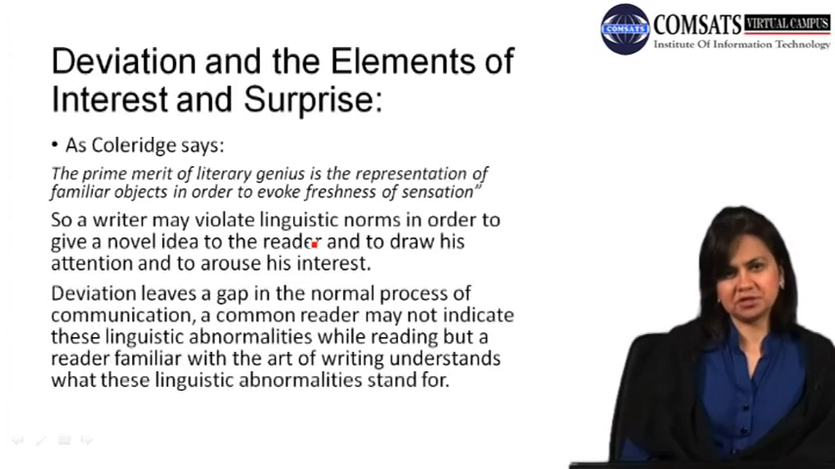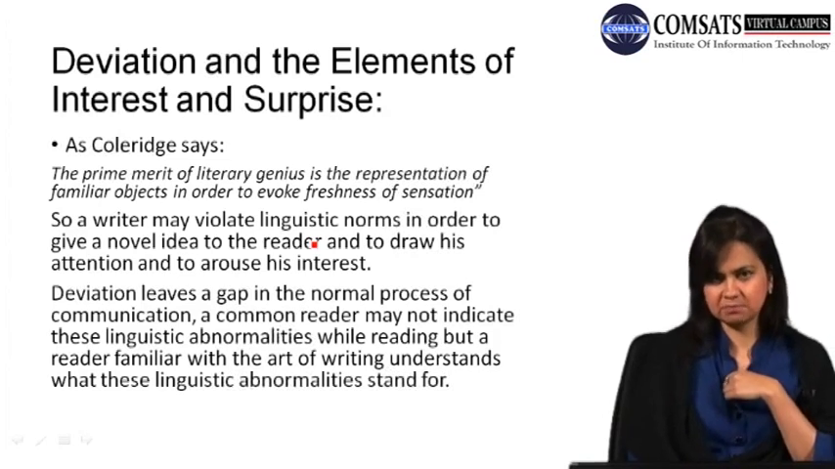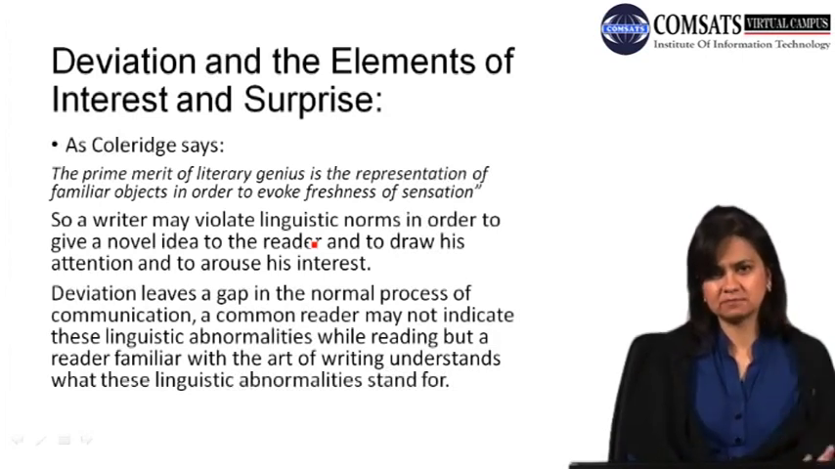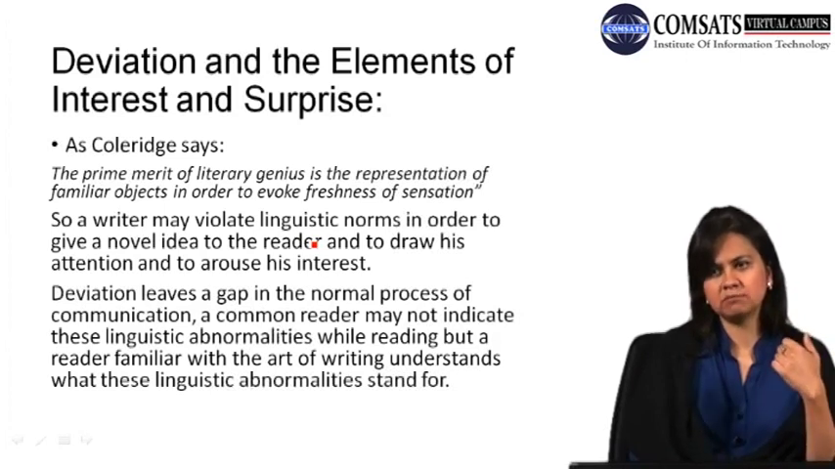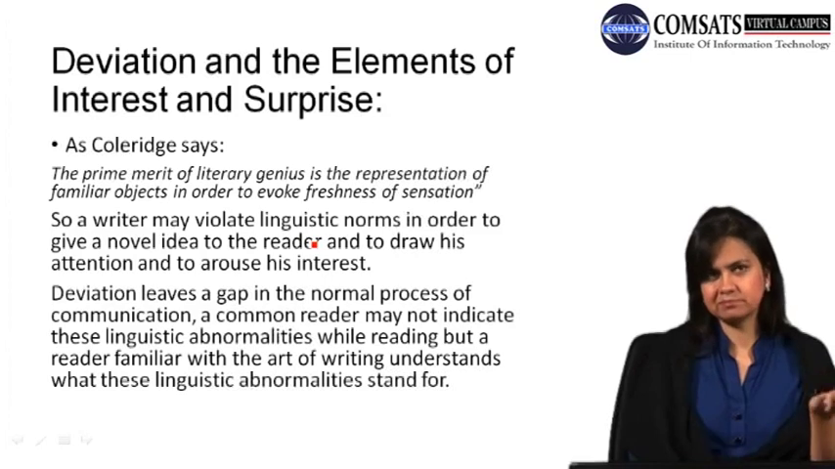As Coleridge, in his criticism, has said about literature and art, the prime merit of literary genius is the presentation of familiar objects in order to evoke freshness of sensation. Here you see that Coleridge has beautifully summarized the very objective and purpose of literary writings. As we have been saying repeatedly, time and again, literature is not meant to inform you only or to communicate something to you. It is meant to be felt. It is meant to broaden your aesthetic sense. It is meant to make you feel deeper.